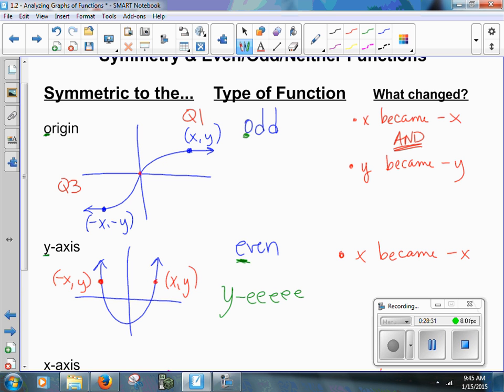I don't know. You'll know it when you see it. You're going to go, oh yeah, I get it. Symmetric to the y-axis, even function. Origin, odd. That one's easy.